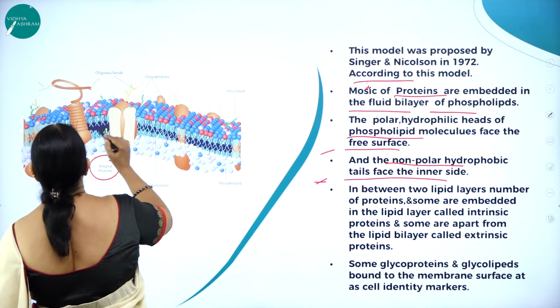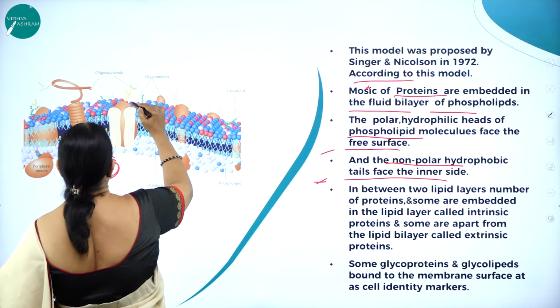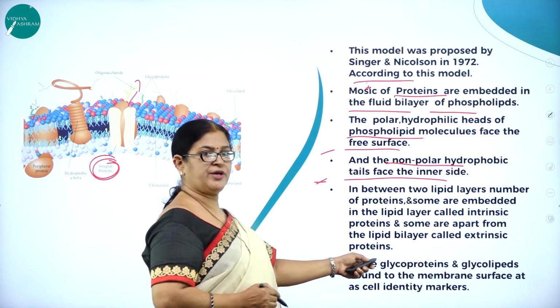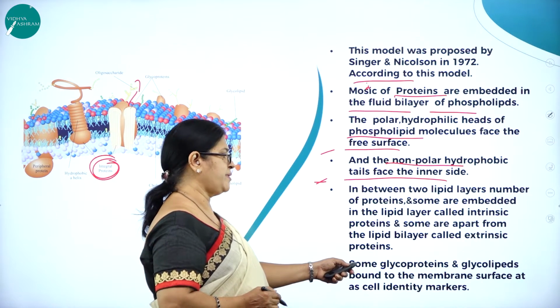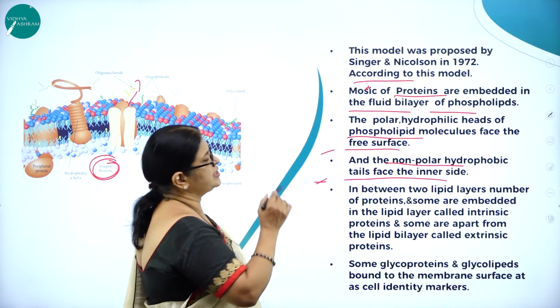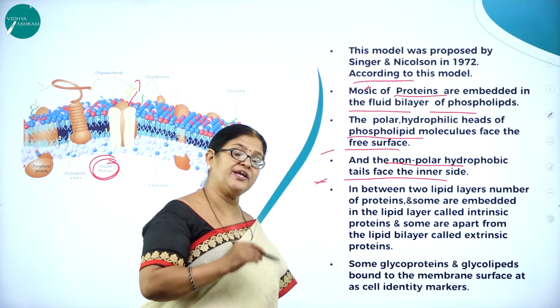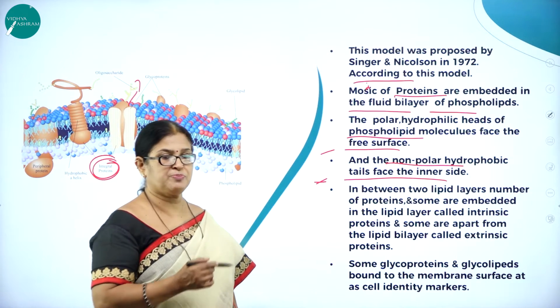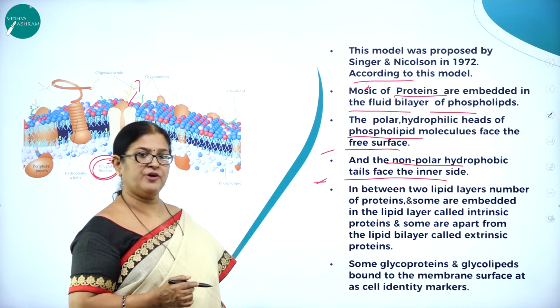So here you can see the intrinsic proteins and the extrinsic proteins, right? Some glycoproteins and glycolipids are bound to the membrane surface as cell identity markers. I repeat, this model, the fluid mosaic model, is very important from the examination point of view. Definitely they are going to ask this particular concept in the examination.